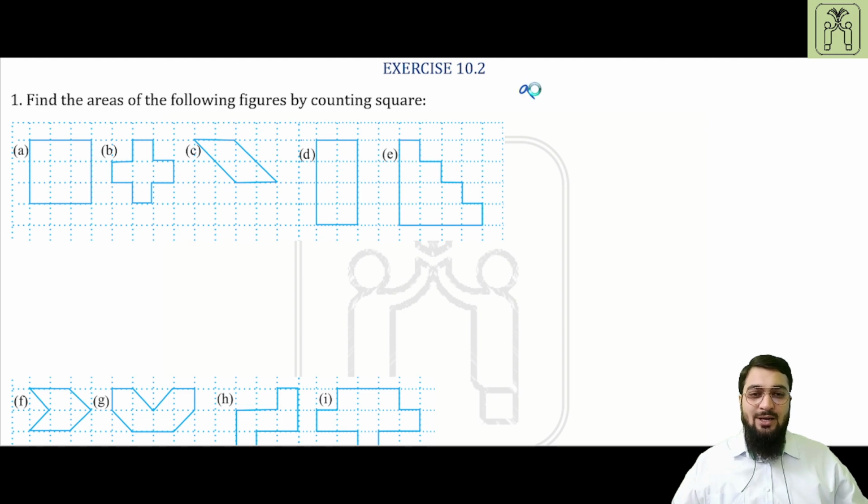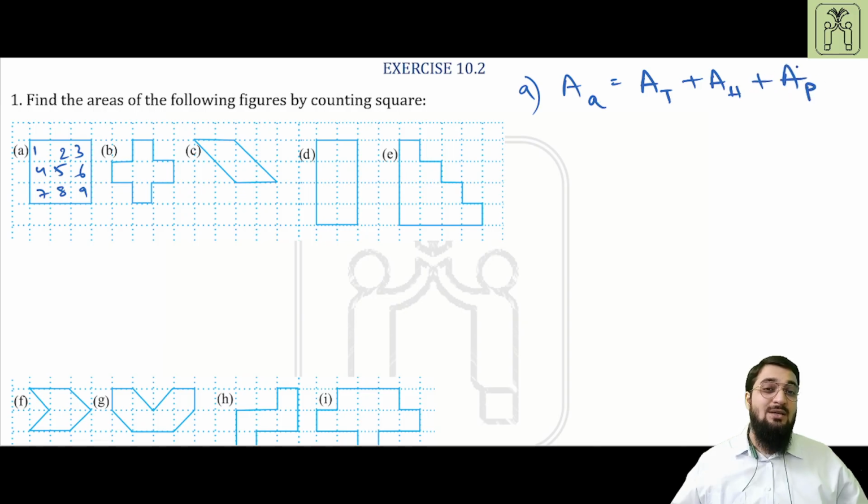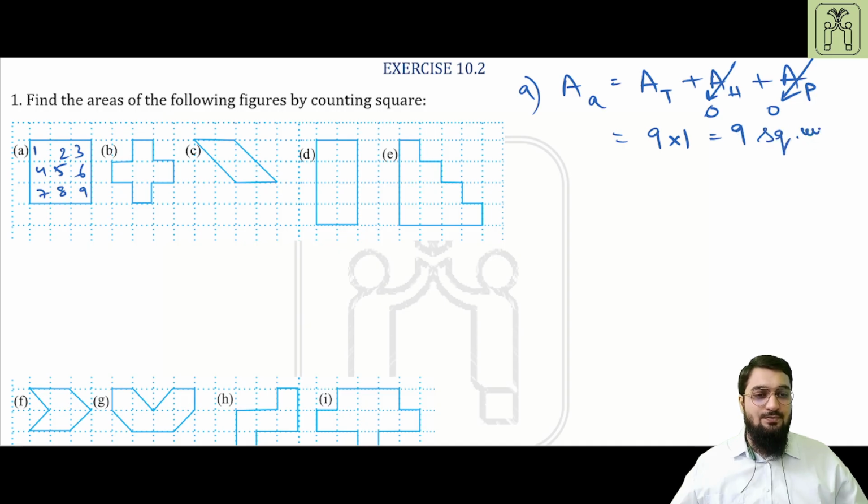Starting with part A, we will write 1, 2, 3, 4, 5, 6, 7, 8, 9. So the area of figure A can be written as the area covered by squares in totality plus the area covered by squares that are half plus the area covered by squares that are shaded partially. Partially are not present, half is also not present. Only totalities are present. Therefore, 9 into 1 will be the answer. So 9 square units is the answer.